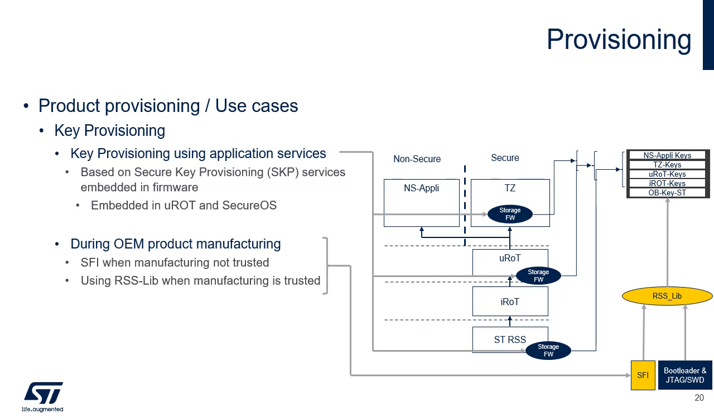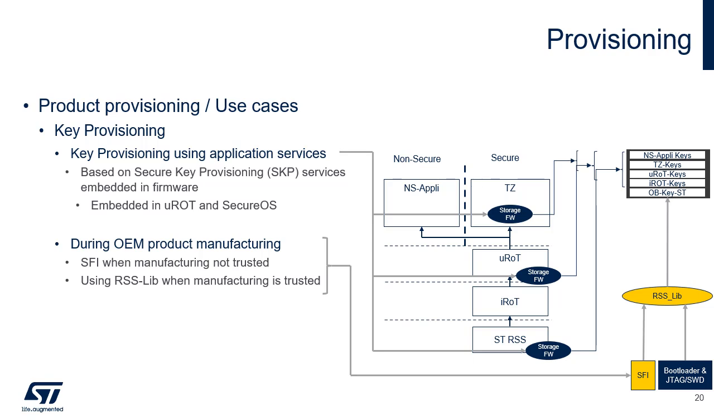Initial provisioning considers 2 kinds of environments. Trusted environment: provisioning done in clear through bootloader or JTAG or SWD interfaces. RSS-lib is used to manage the storage in OB keys. Untrusted environment: provisioning done based on encrypted inputs. This is supported thanks to the Secure Firmware Install, or SFI.